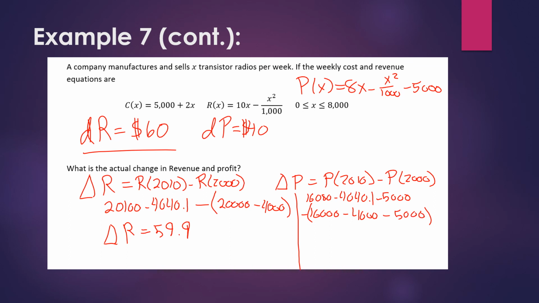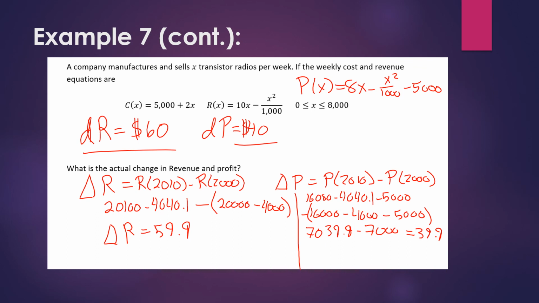So I'm going to do the top row. So I get 16,080 minus 4040.1 minus 5,000. So that gives me 7,039.9. And when I do the second row, I'm going to get exactly 7,000. So the difference is 39.9, which was the 40. So we're off by 10 cents again.